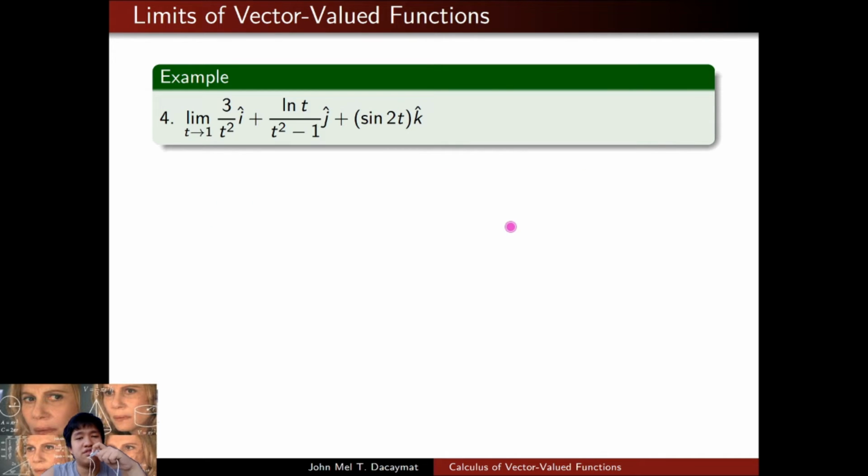Game. Last one. So, for this one, sinasanay ko kayo na gumamit ng standard basis vector notation. Kailangan masanay kayo diyan, no? Game. So, we want the limit of this as t goes to 1. First component, napakadali lang. Very obvious that you can just plug in 1 here. You'll get 3 or 3i hat for your first component.